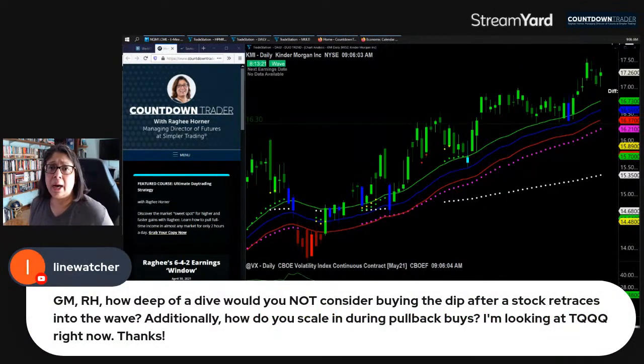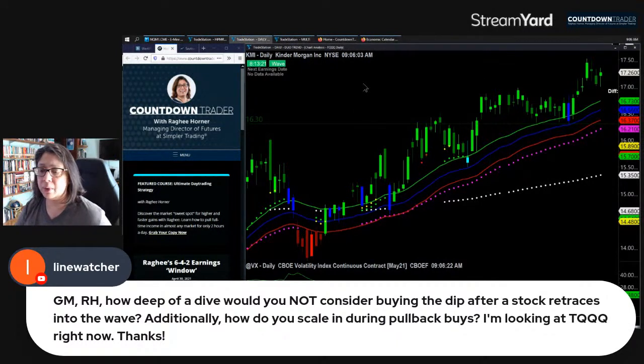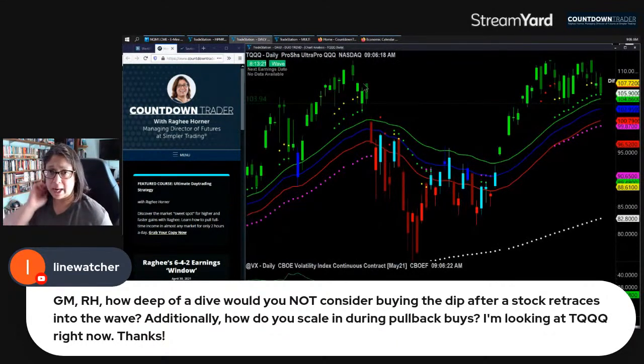Okay, next up, how deep of a dive would I not consider buying the dip after a stock retraces into the wave? Additionally, how do I scale in during a pullback buy? I'm looking at TQQQ right now. So what's sort of buried in that question, Line Watcher, and I can appreciate it, is how do you know the difference between a retracement of a trend and a reversal? Here's the newsflash, gang. We don't. There's always going to be that one last trend trade where the market won't be resilient and bounce back out of the wave. It'll stop surfing the wave. There's a reason I called it the wave, right? It'll stop surfing it.